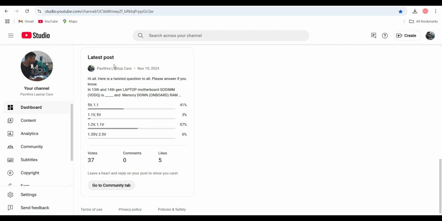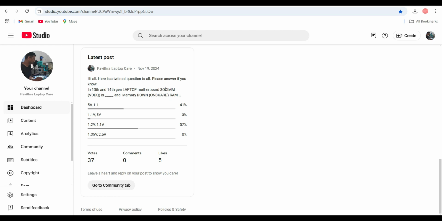This is my latest post. Hi all, here is a tricky question for everyone. Please answer if you know. In 13th and 14th generation laptop motherboards, the SODIMM supply VDDQ is dash, and for memory down, the onboard RAM supply is dash.